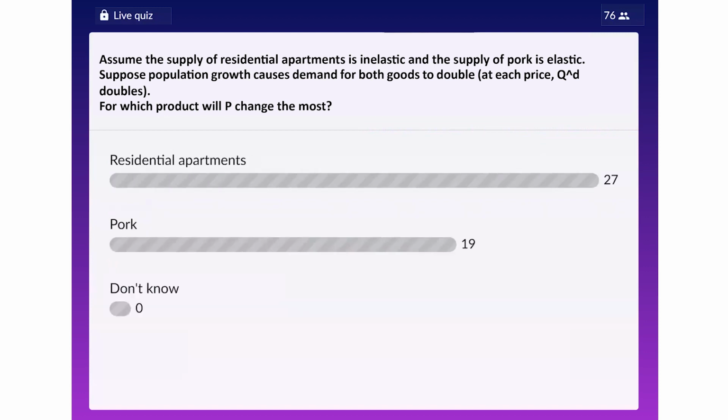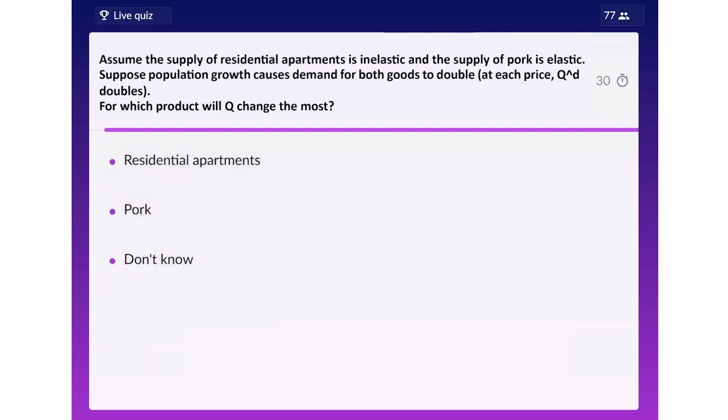Okay, so here are your answers. Residential apartments is the majority answer. Some of you say pork. Let's take a look. Residential apartments is correct. What about quantity? Again, the same situation. For which product would quantity change the most? Residential apartments, pork, or don't know? You have 10 more seconds.